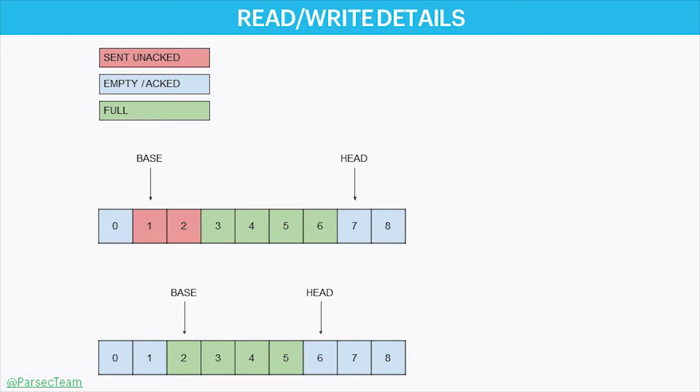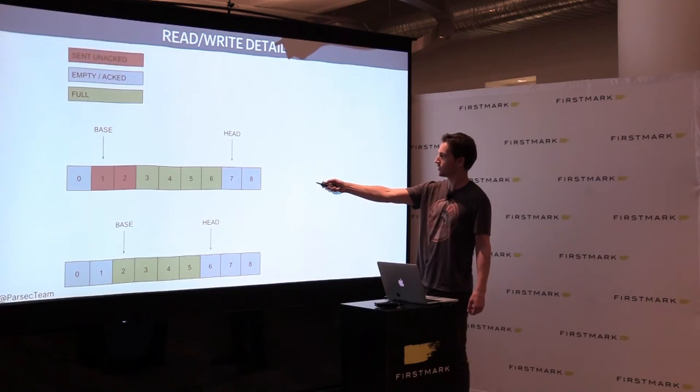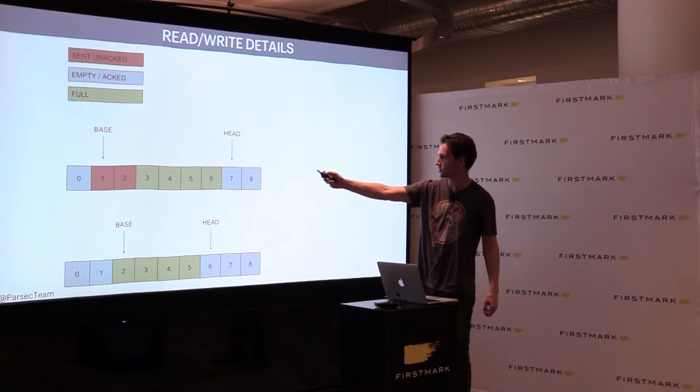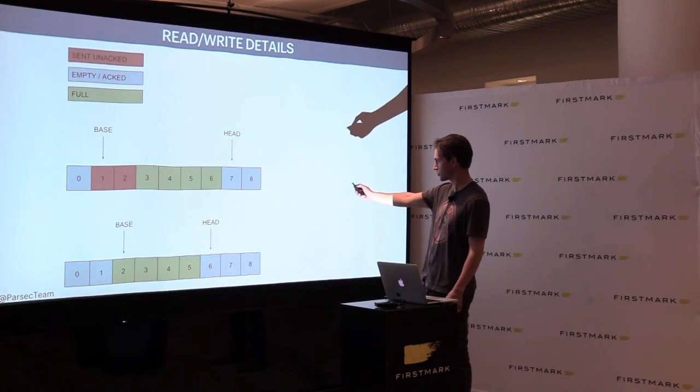If you don't already know it. But the top thing here is the write window. This is what a write window might look like when you're sending packets. And the write window has three different states. You can think of it like an array, or slots in your sequence.